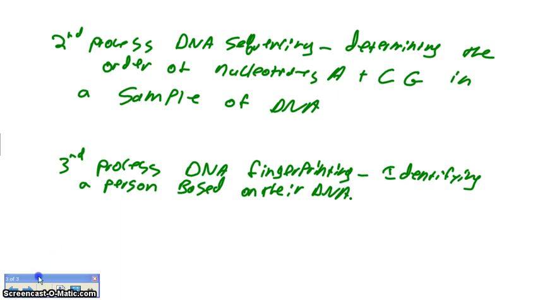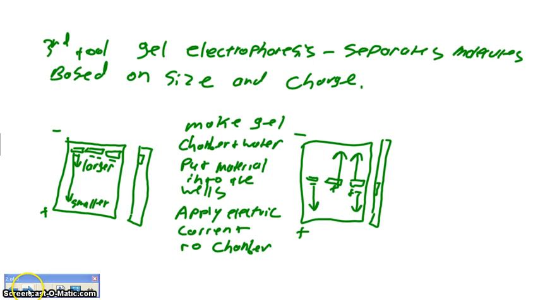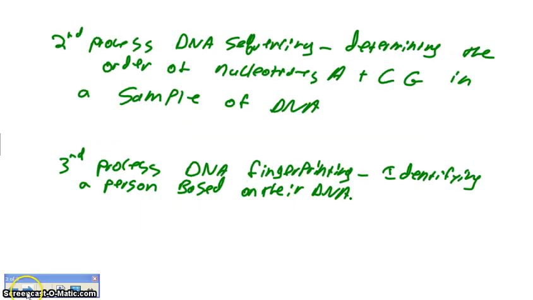So that's our second and third tool of biotechnology, polymerase chain reaction and gel electrophoresis. Those are our two tools that we talked about. And then our second and third process, DNA sequencing and DNA fingerprinting.